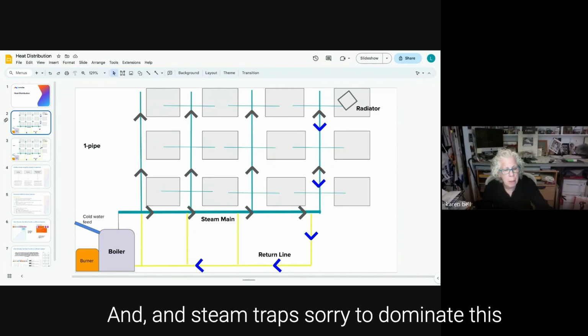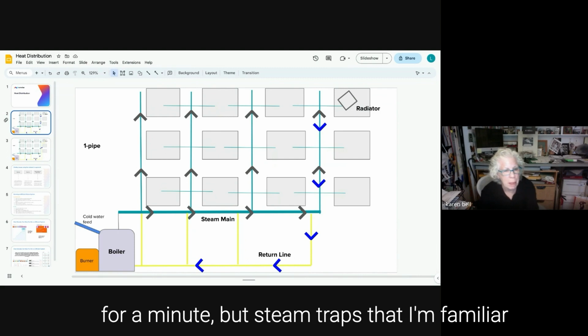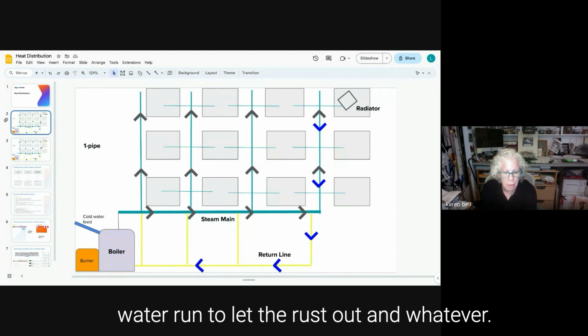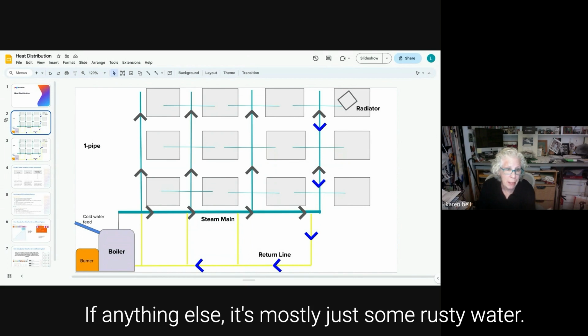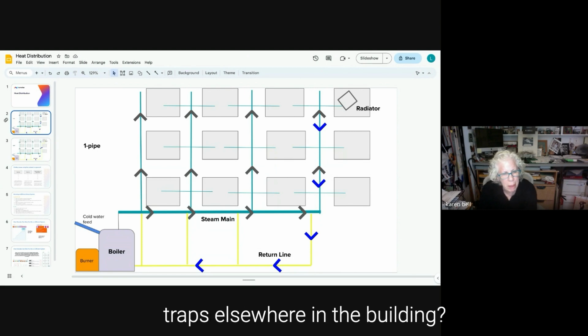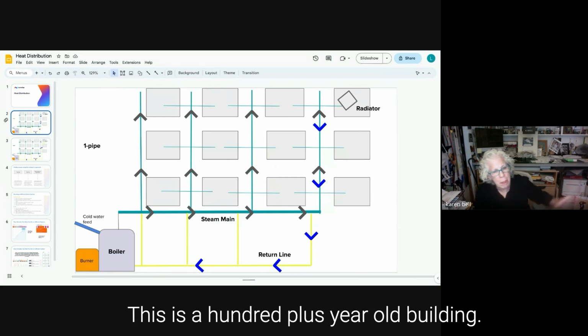And steam traps, sorry to dominate this for a minute, but steam traps that I'm familiar with are mostly in our basement, and the super is opening them up and letting some water run to let the rust out. If anything else, it's mostly just some rusty water. Is there anything else he should be doing? And should we be looking at steam traps elsewhere in the building? This is a 100-plus-year-old building.